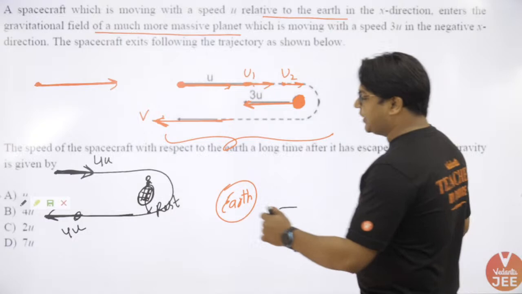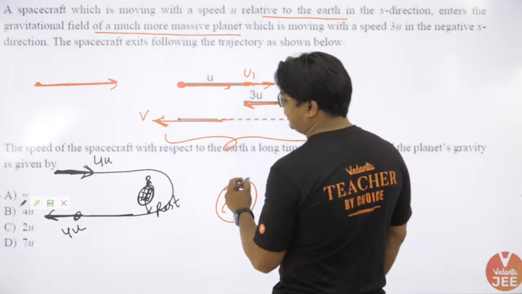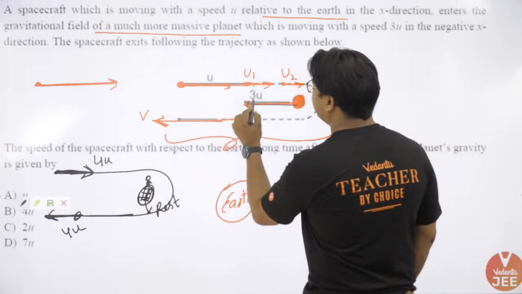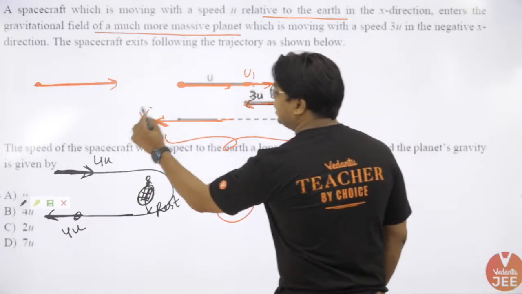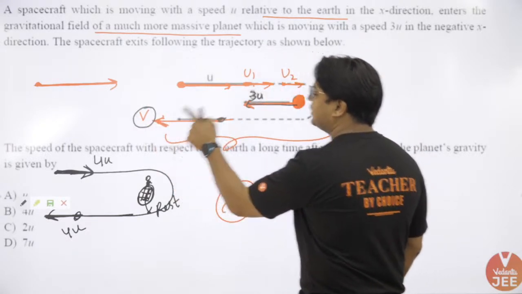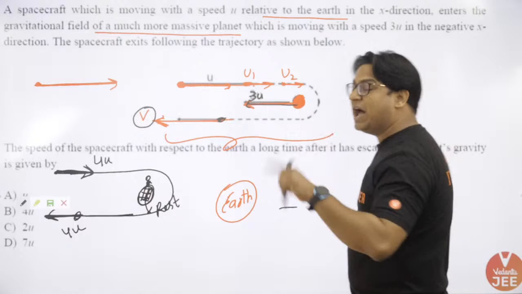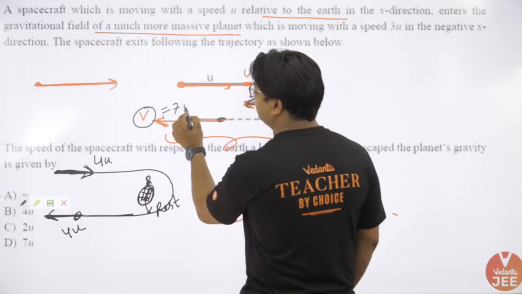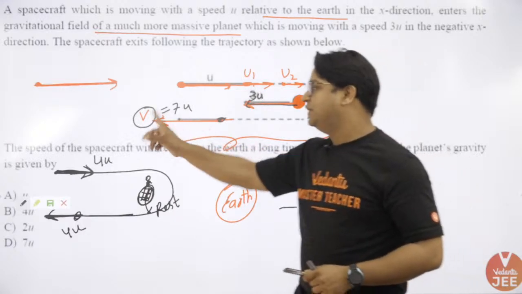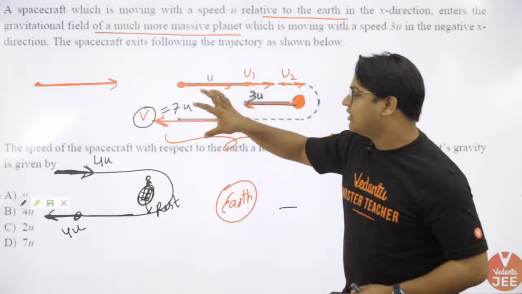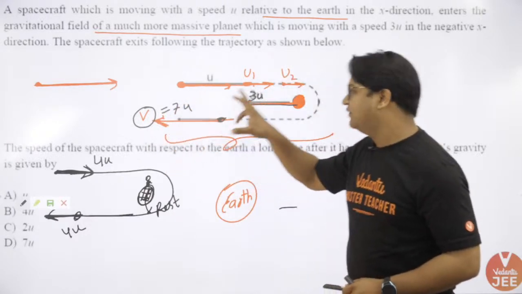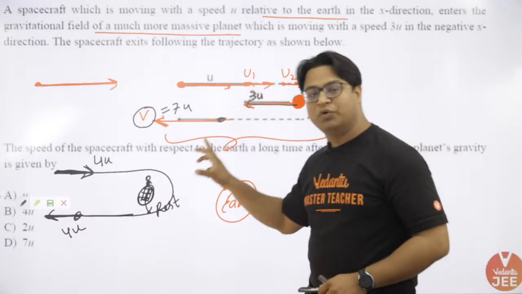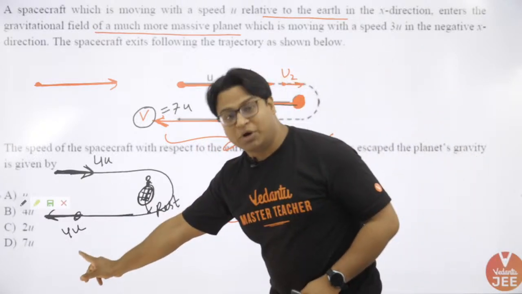So with respect to Earth, this is moving with 3u, and the speed of this spacecraft with respect to the planet has to be 4u. So that can happen when v is 7u. Check this. If I choose v as 7u, then the relative speed of the spacecraft with respect to the planet comes out to be 4u, which we wanted.